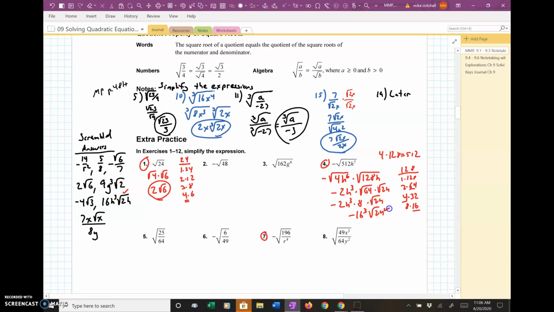See it over here. I got this one right. I forgot to check this one. 2 root 6. I see it right there. So that one's looking good. Number 7.